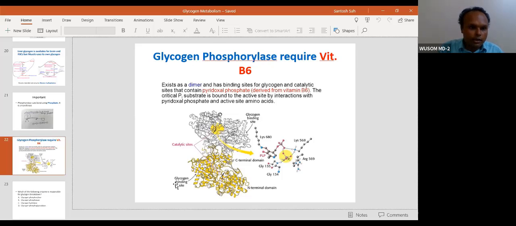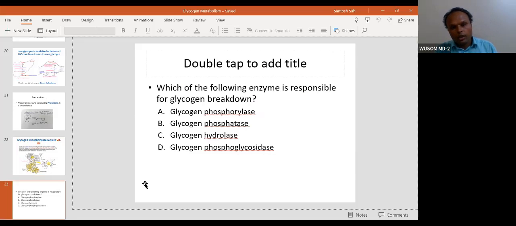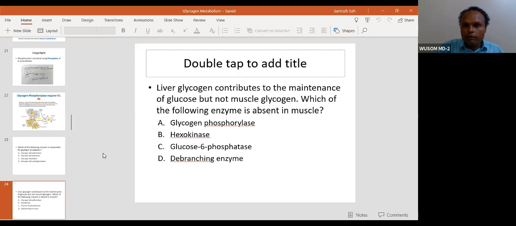Okay, so understand this. This dual structure is actually cutting, chopping, and then it goes and becomes stagnant at a position. It cannot cross that 4. It cannot cut the last 4. It cannot chop the last 4 glucose. So liver glycogen contributes to maintenance of glucose, but not muscle glycogen.